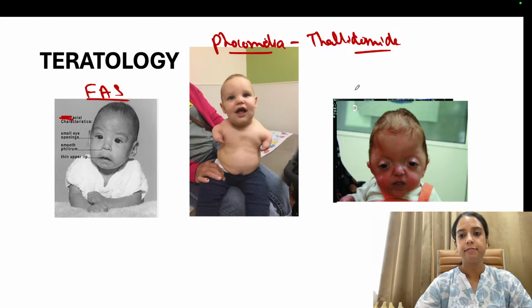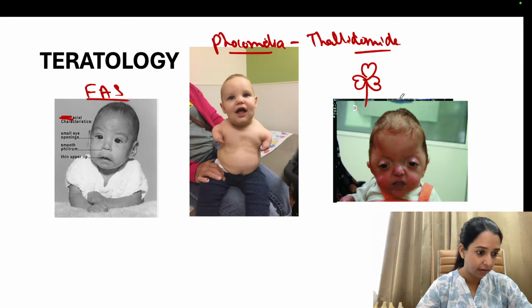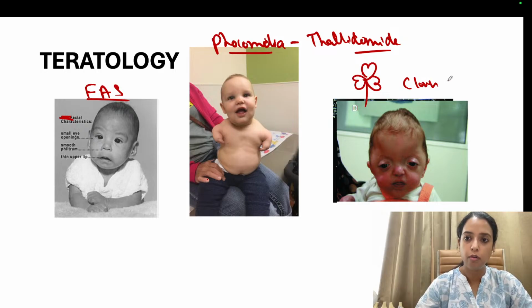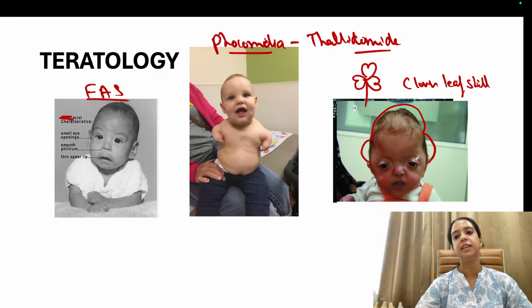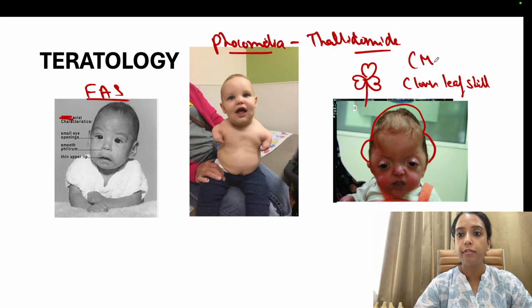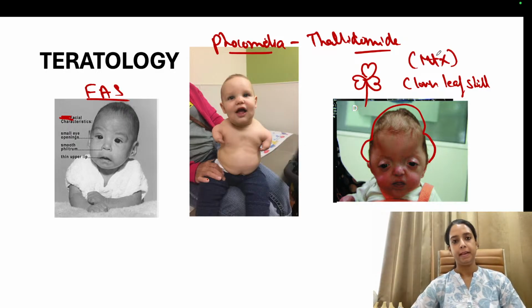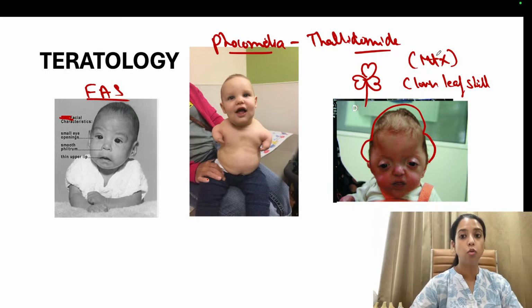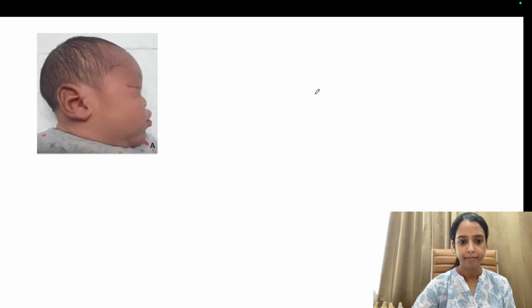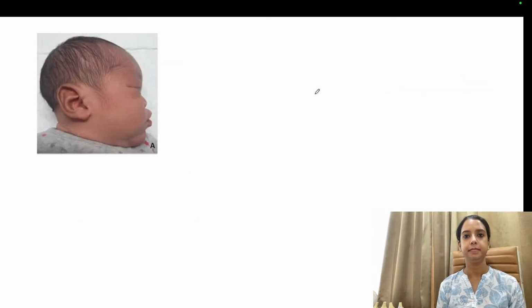Looking like a leaf. You people used to draw a leaf like this in drawing. Clover leaf skull. It is clover leaf skull. The skull is like a clover leaf. Like this and like this. It's a clover leaf skull, seen in case of methotrexate. In case of methotrexate exposure, the clover leaf skull is seen. Okay? What is this?